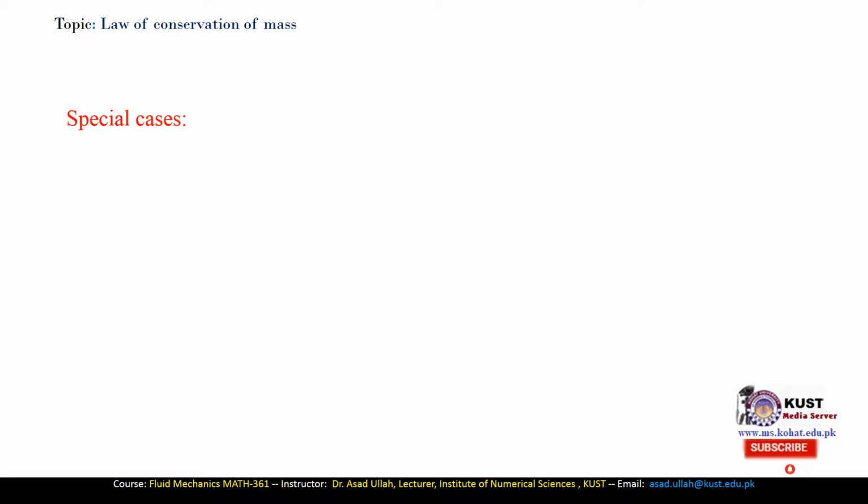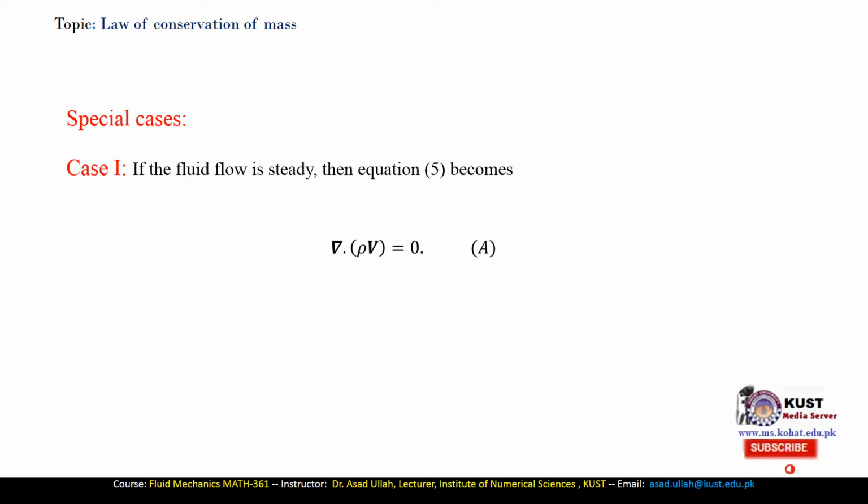Now some special cases. In case number 1, if the fluid flow is steady, then equation number 5 can be written in the form of equation A. A flow is said to be steady if every fluid property remains constant throughout the flow. So the derivative with respect to time will be equal to 0. So the density with respect to time derivative will be equal to 0. So we get equation number A from equation number 5.